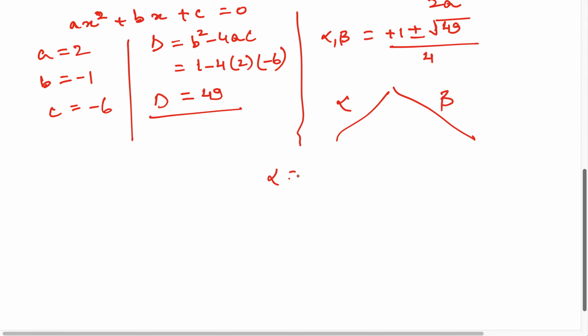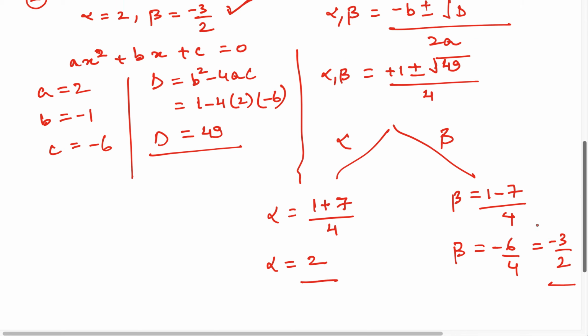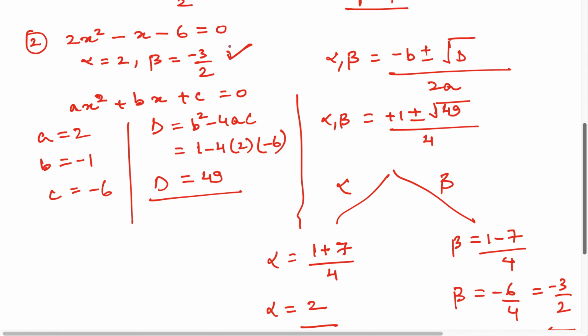My alpha will be 1 plus root 49, which is 7, upon 4, and beta will be equal to 1 minus root 49, which is 7, upon 4. So alpha will become equal to 8 by 4, that is 2. Beta will become equal to 1 minus 7, that is minus 6 by 4, which is equal to minus 3 by 2. So we got 2 and minus 3 by 2 via the formula, and we had 2 and minus 3 by 2 via factorization as well.